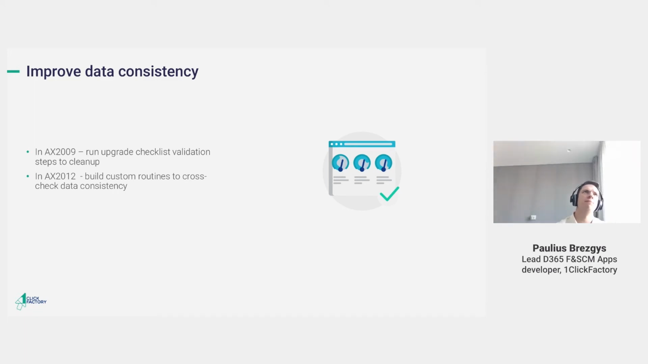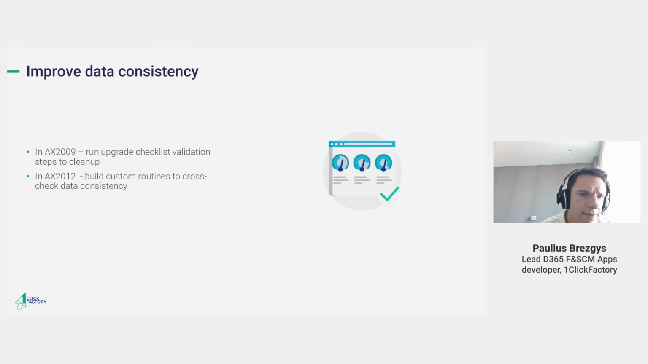There's the AX 2012 upgrade checklist. You can import it in AX 2009, and you can run the data validation steps. They will go through the main tables and validate whether your data is actually consistent or not. Common issues are dimensions, missing dimension records, missing group records, and things like that with the AX 2009 data, which hinders the data consistency. And it will not allow you to migrate data any further than that.